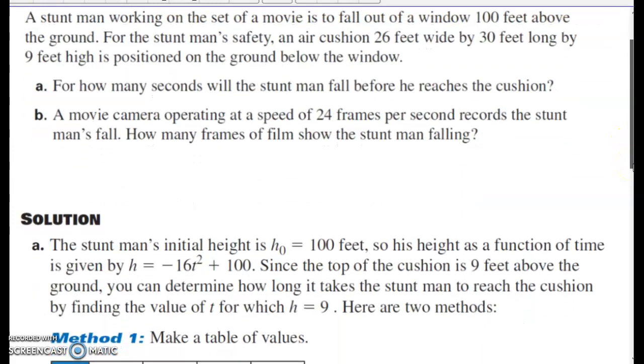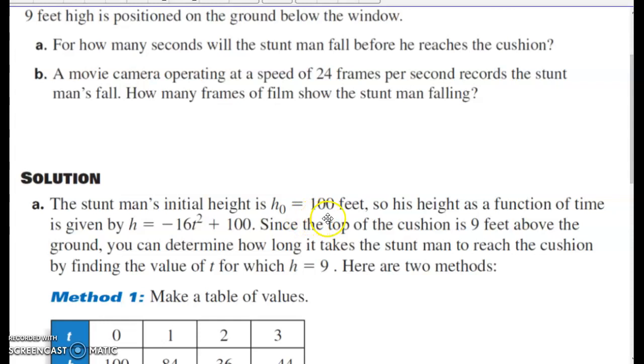Okay, so take a look at the solution. The stuntman's initial height is h naught. So in that equation that we were looking at before, h naught is his initial height, and we plug it in here. Since the top of the cushion is 9 feet above the ground, you can determine how long it will take the stuntman to reach the cushion by finding the value of t for which h is 9. H is the height that he's going to end up at. So he's going to be 9 feet above the ground because he's going to hit a cushion first. So you're filling in 9 feet for h.